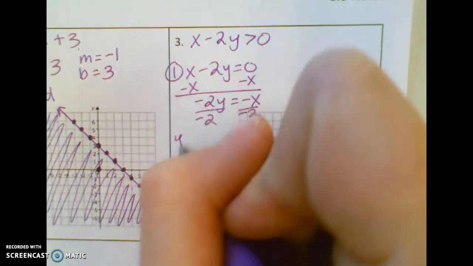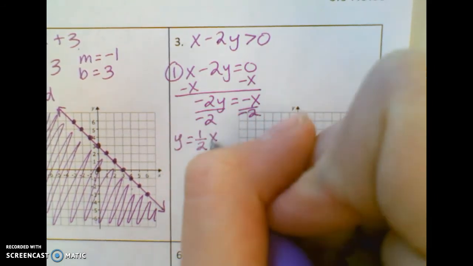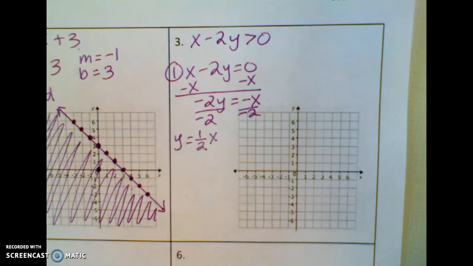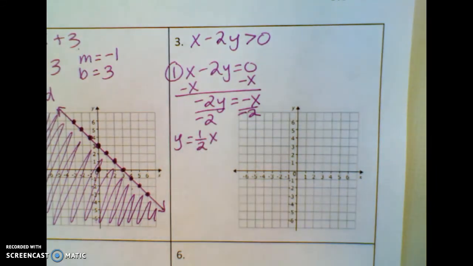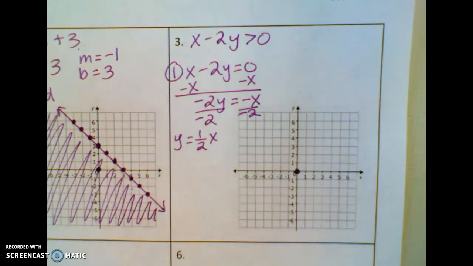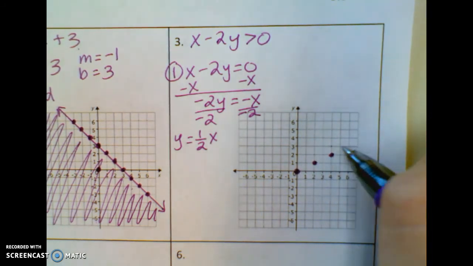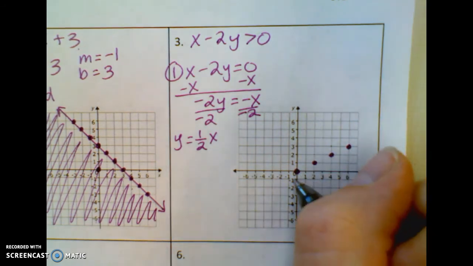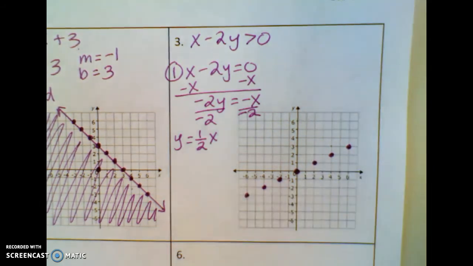And that gives me that y equals positive 1/2 x, because a negative over a negative equals a positive. So that's my equation, y equals 1/2 x. That tells me that my slope is 1/2 and that what's my b value? There's nothing here for the y-intercept, so that means it goes through 0, 0. So my b value is 0, and I go up 1 over 2. Up 1, right 2, up 1, right 2, and I can also go down 1, left 2, down 1, left 2, etc. So I have my points.